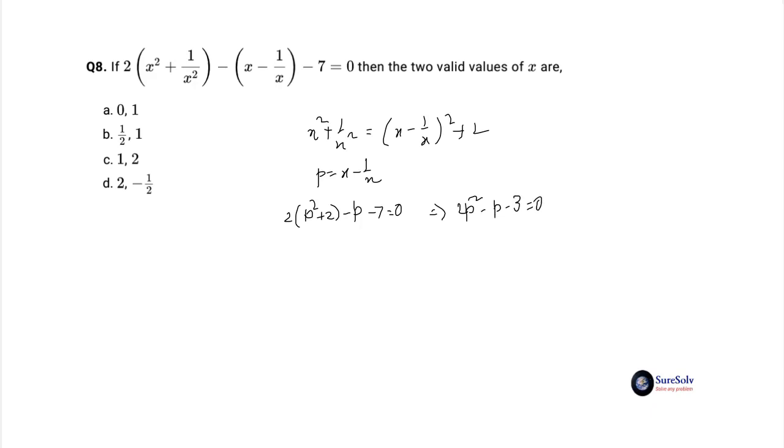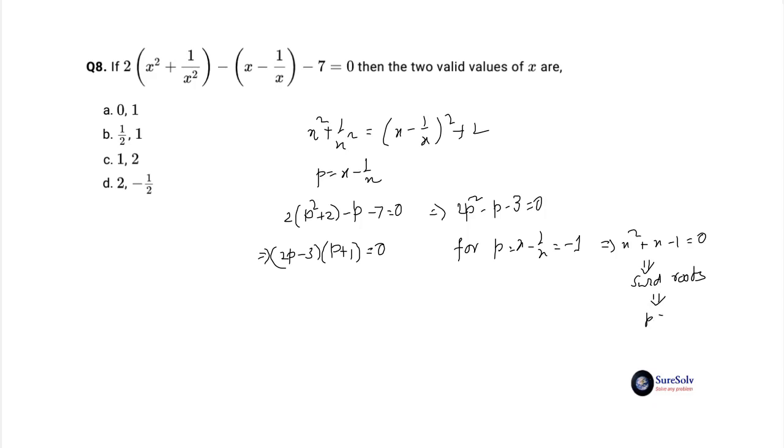Factorize and get 2P minus 3 multiplied by P plus 1 equal to 0. The two roots are P equal to minus 1 and P equal to 3 by 2. For the first root, P equal to x minus 1 by x equal to minus 1. On simplifying, you get x square plus x minus 1 equal to 0. From Sridharacharya's formula, you can verify that this equation has surd roots. The given choices having no surd roots, the value of P equal to minus 1 is invalid.